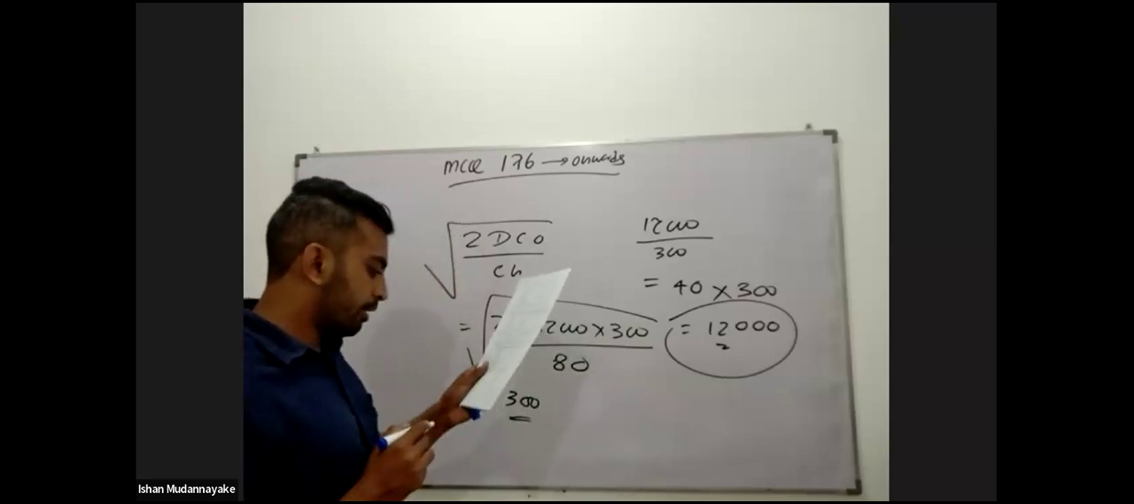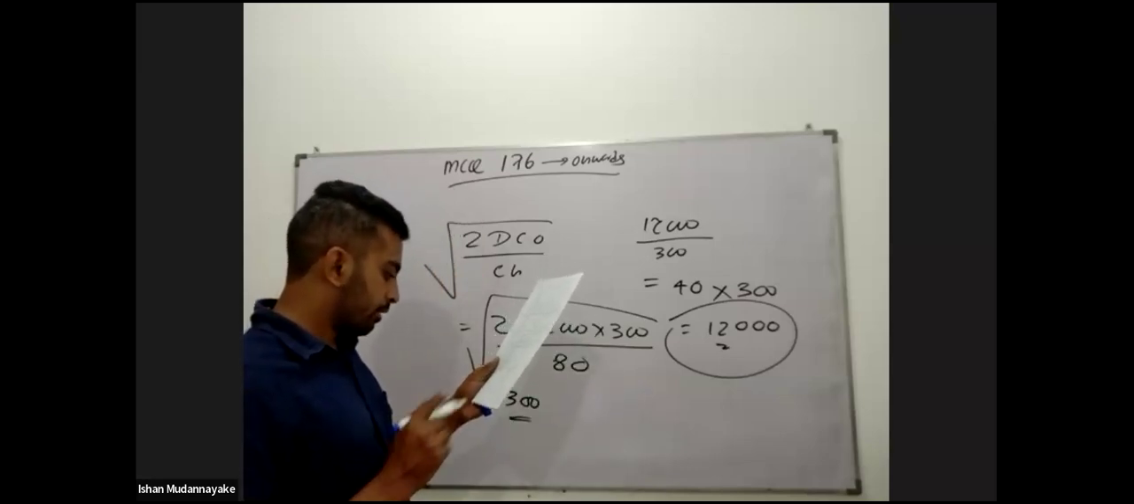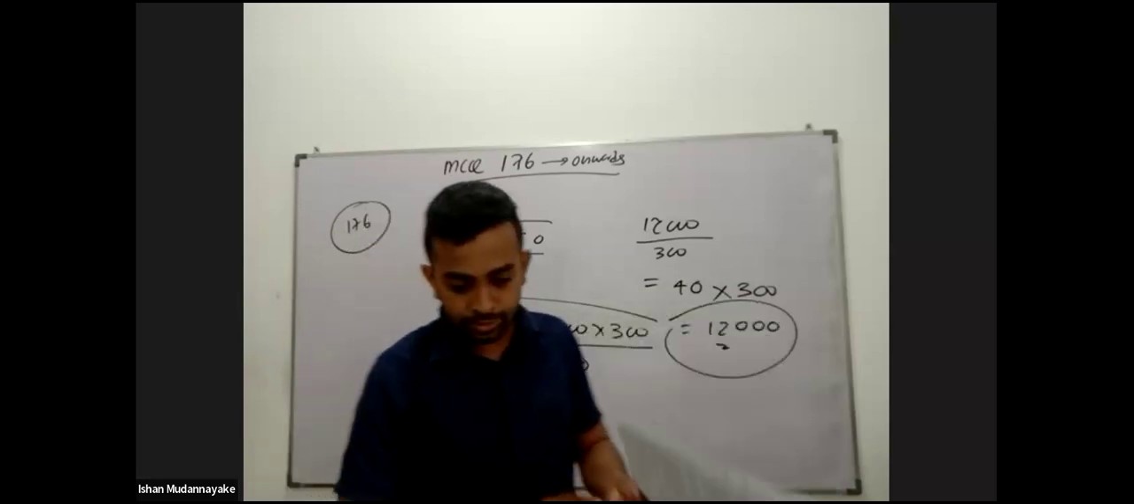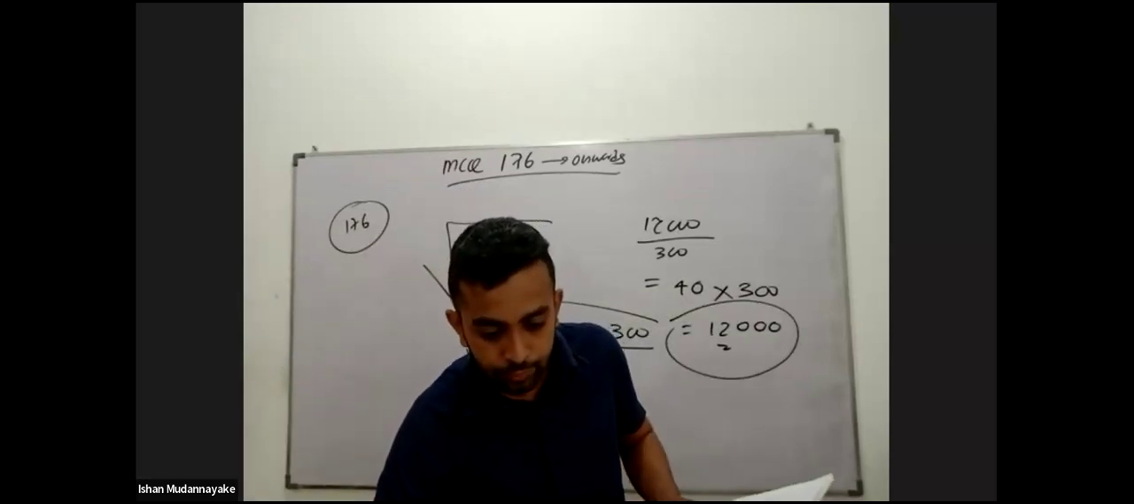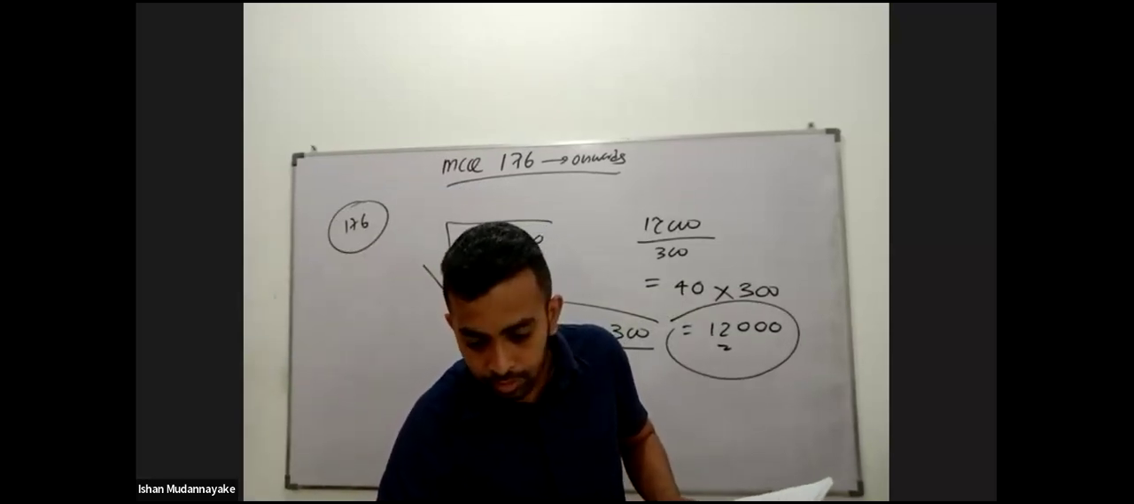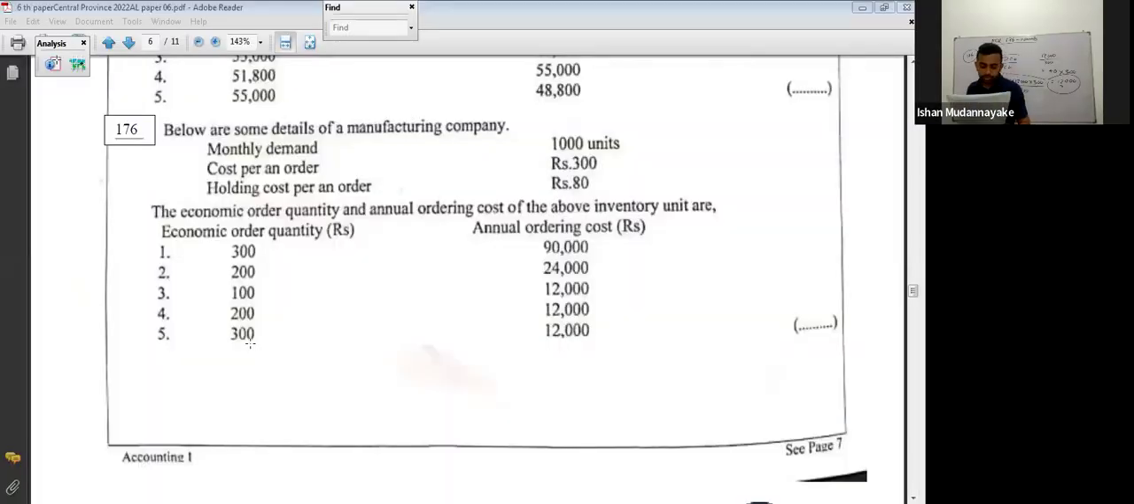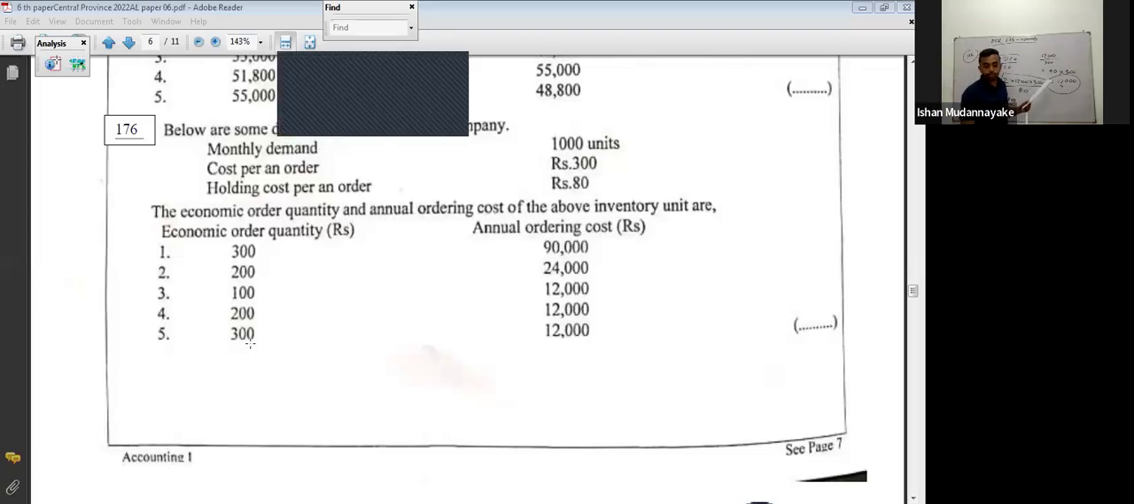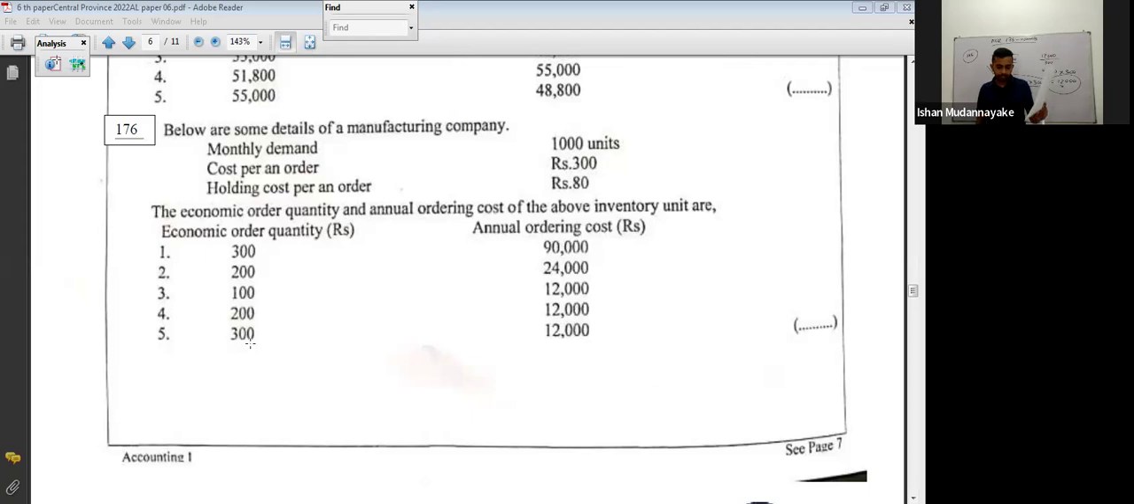Then students, the fifth one is the answer. Economic order quantity 300, annual ordering cost 12,000. Fifth one is the answer.